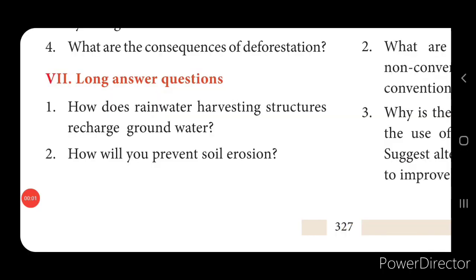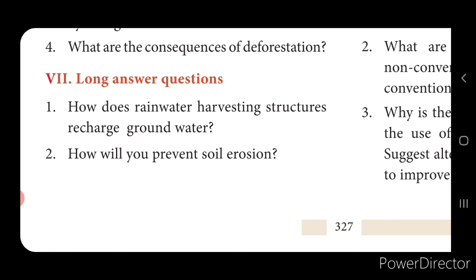So with this we come to the end of the lesson. In this session we have learned about non-conventional energy sources, that is solar energy, wind energy, tidal energy, shale gas, and rainwater harvesting, e-waste management, sewage management, and solid waste management.